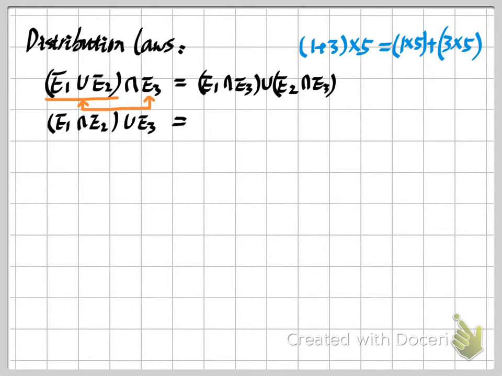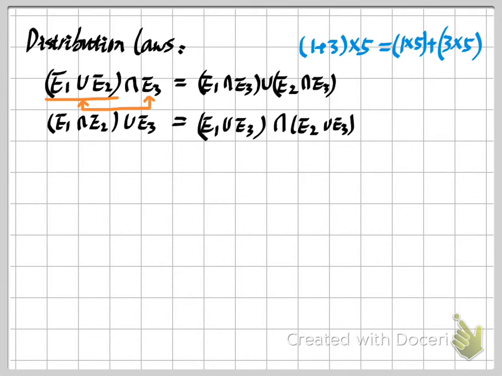Okay, and then similarly for the second equation, we also have another distribution rule. This one we have the union of E1 and E3 intersection the result of the union of E2 and E3. Okay, so these are the distribution laws.